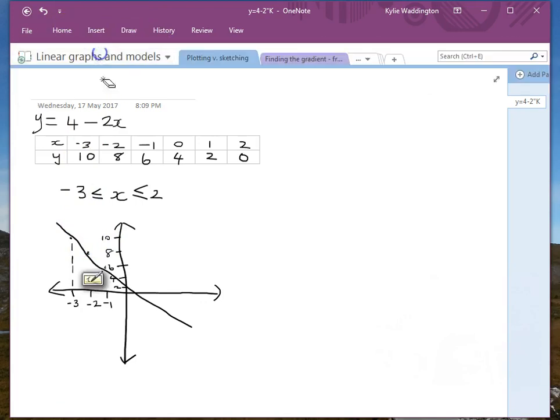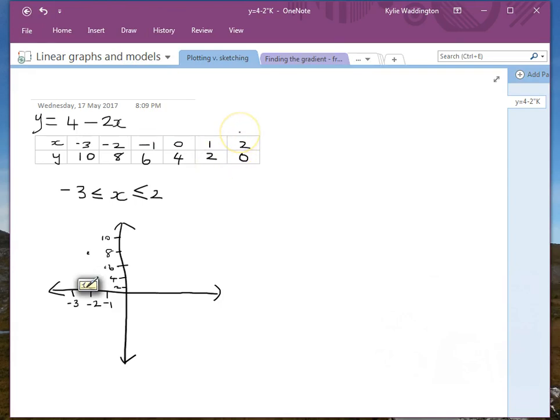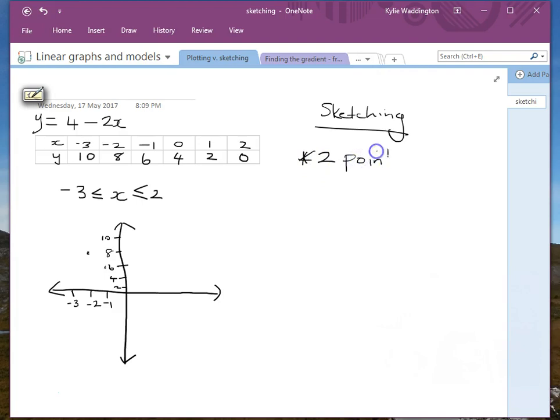Now, what makes sketching easier, I suppose, is that for sketching, you're only required to do 2 points. So sketching requires two points, or 1 point and the gradient.